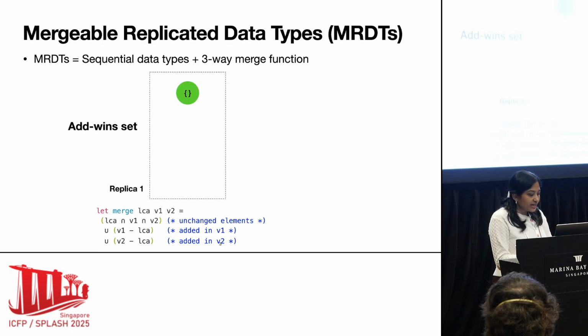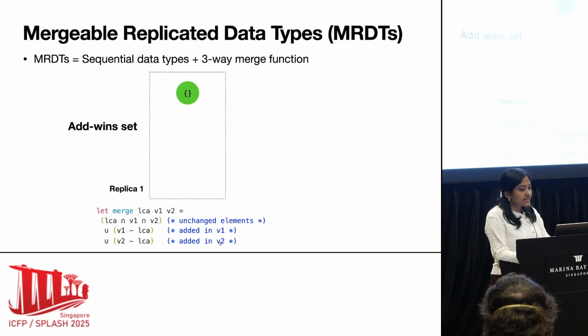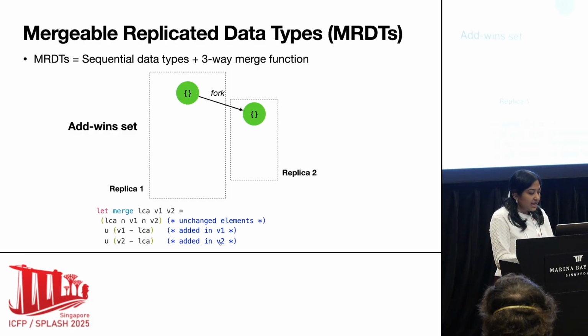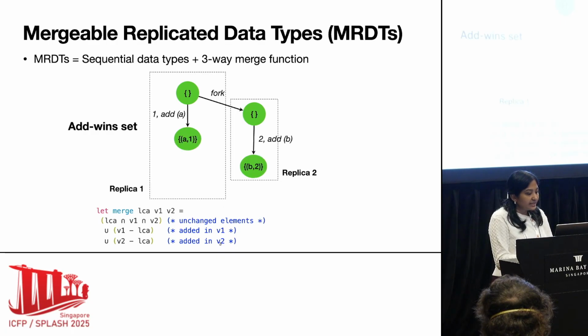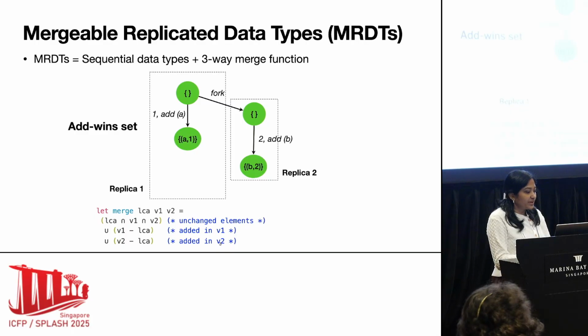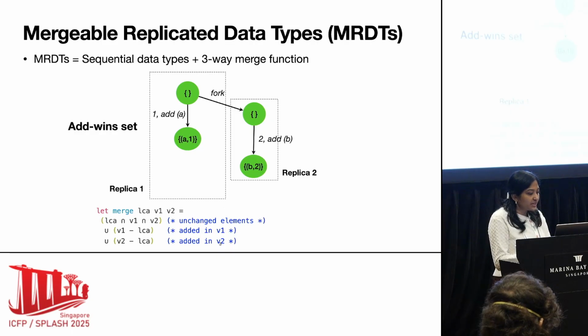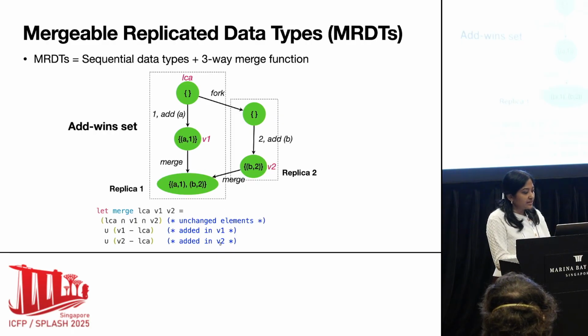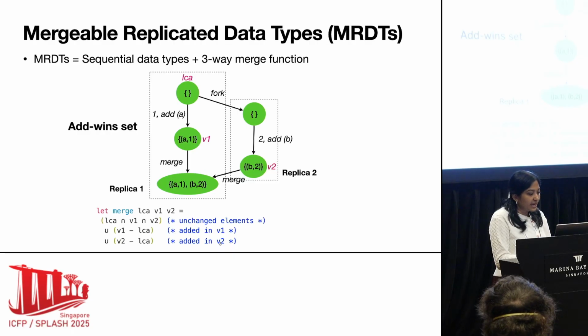Let us take one example. Say there is one replica that starts with an empty set, and then we fork off replica 2 from replica 1, and then we apply two add operations. Replica 1 adds A to the set with the timestamp 1 and replica 2 adds B with timestamp 2. So the states become (A, 1) and (B, 2), and now when replica 2 merges with 1, the resultant set contains A and B.